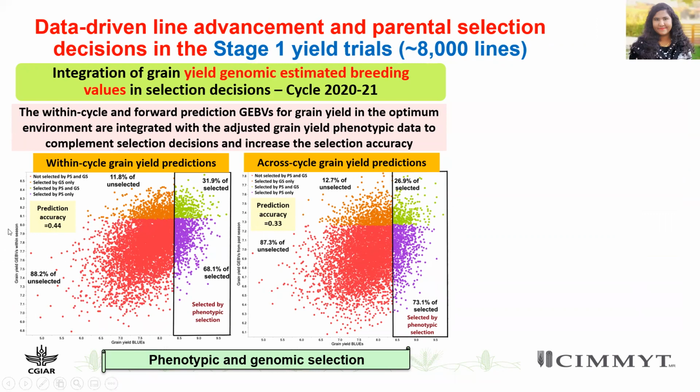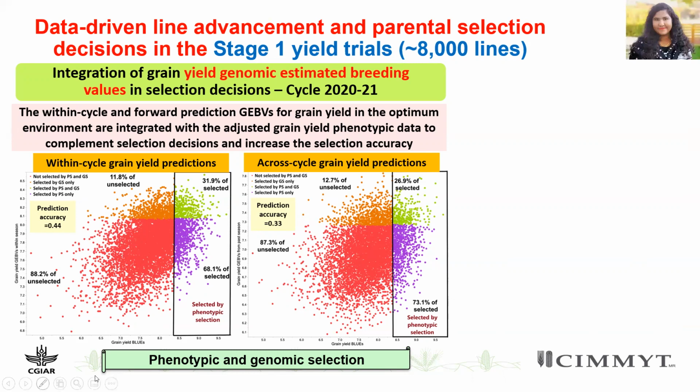And as you can see very well, we have the grain yield BLUEs on the x-axis and the grain yield GBVs on the y-axis. The different quadrants and different colors here indicate lines that have not been selected by genomic selection and phenotypic selection. So you can see the red dots here. These are lines which are not selected by both these selection methods. This is assuming that we select the top 10% of the lines using both the methods.